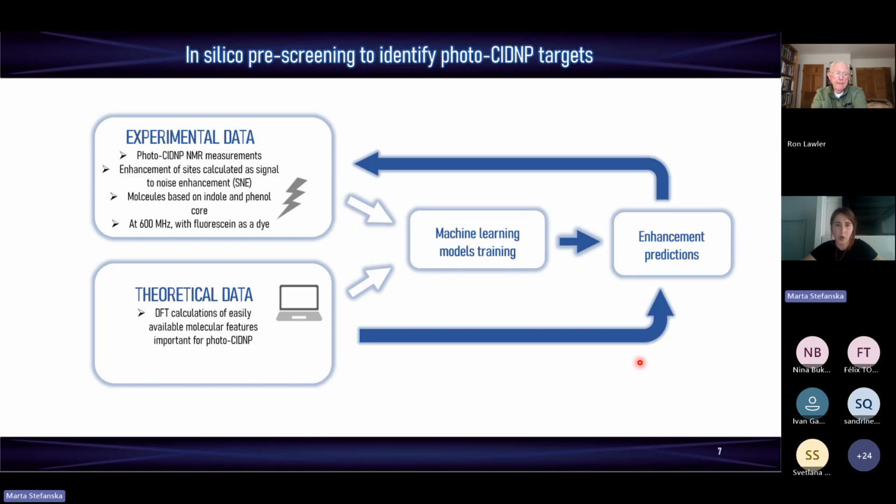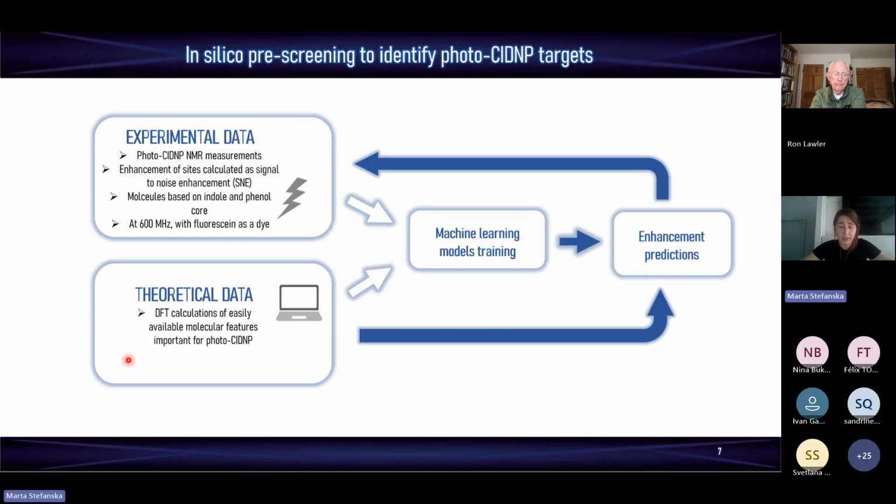So the first thing that I had to do was collect a lot of experimental and theoretical data. I measured a bunch of photo-CIDNP spectra for molecules based on indole and phenol cores. I was interested in these types of scaffolds because they are very common in biologically related samples, in drugs and in all the important metabolites. And I estimated the photo-CIDNP enhancement of specific sites by signal-to-noise enhancement. I also worked with fluorescein as a dye because it's very resistant to photobleaching, so I could measure, for example, 16 scans. So this was the set of my experimental data.